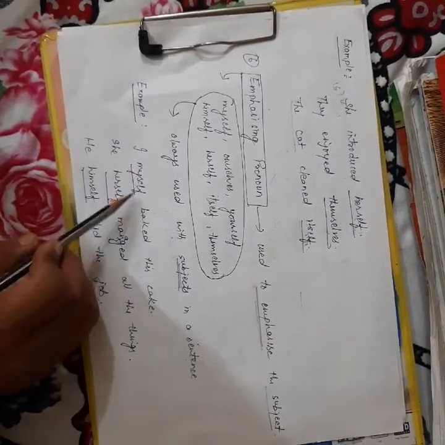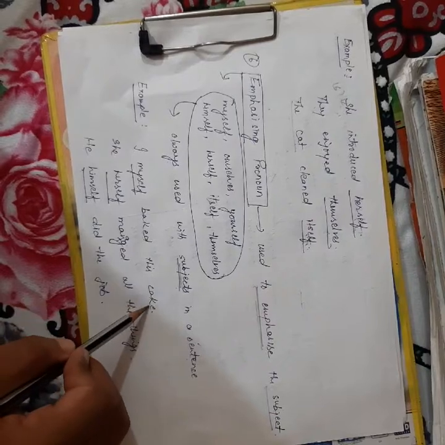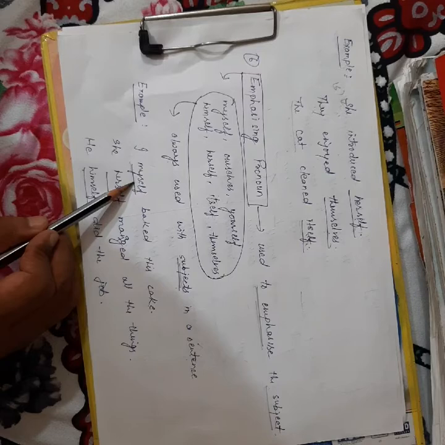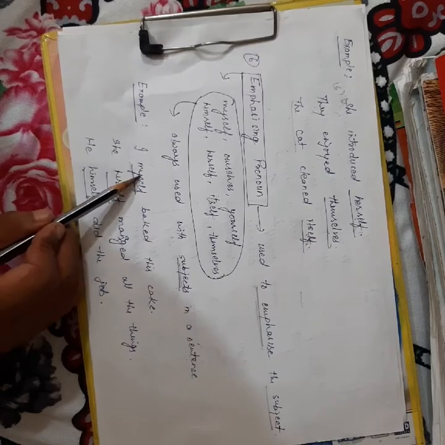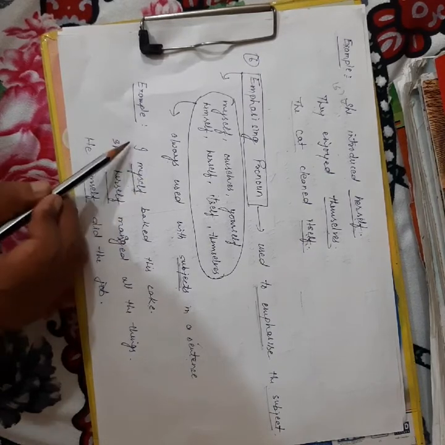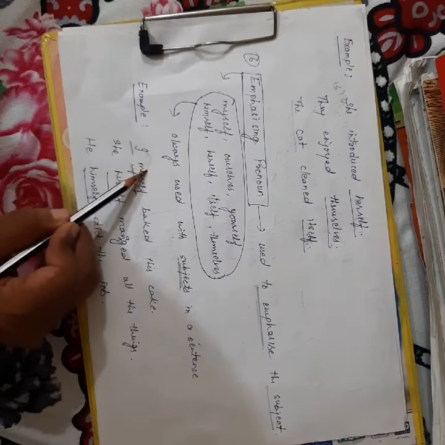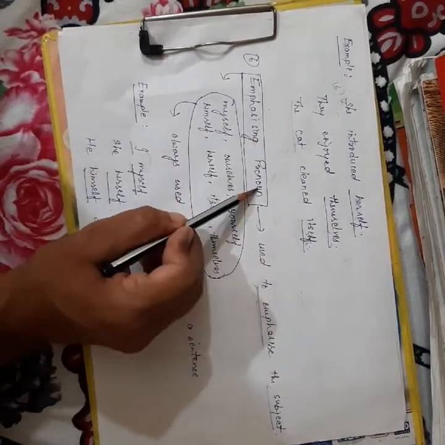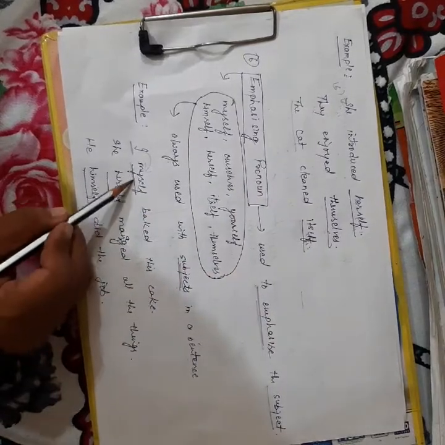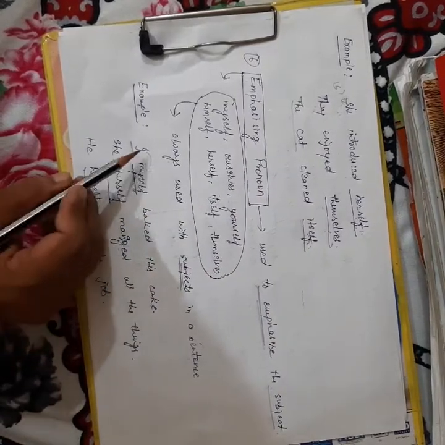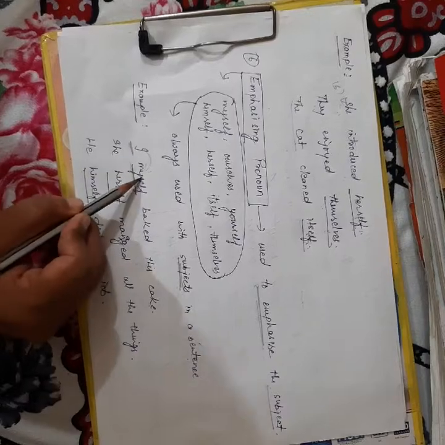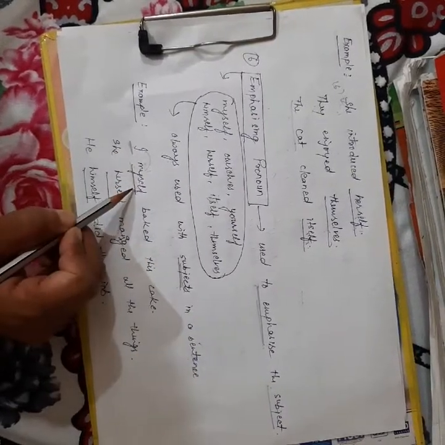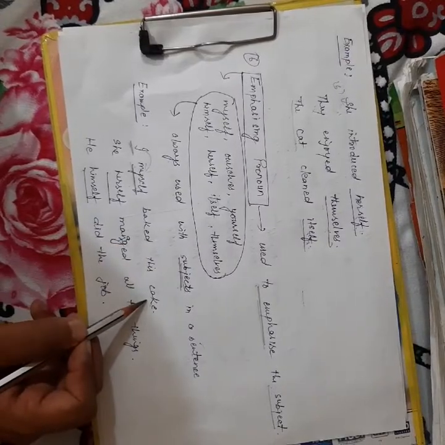I myself baked this cake. So here you can see, myself is emphasizing, and this emphasizing word is used with the subject. Here myself becomes your emphasizing pronoun. Okay, myself is used with the subject and it is here emphasizing the subject. I myself baked this cake.